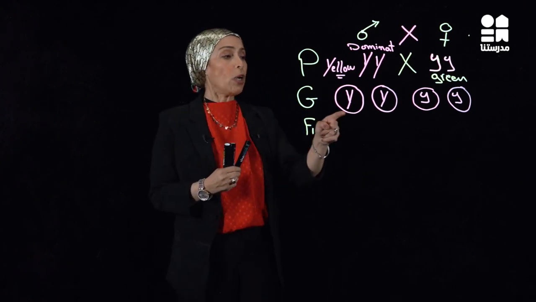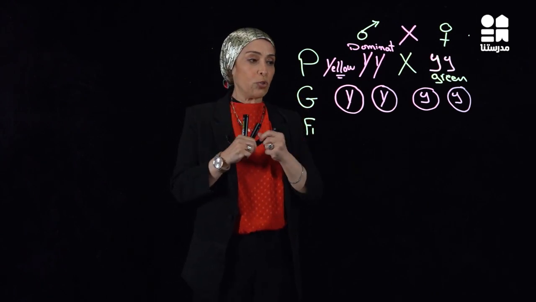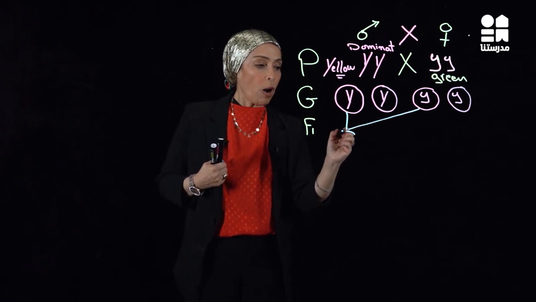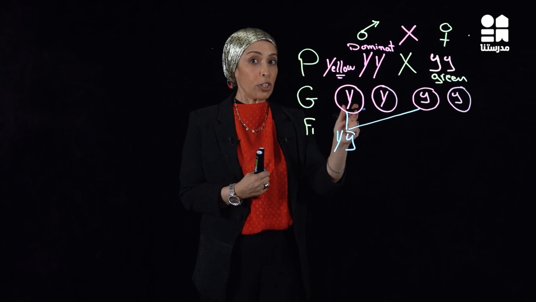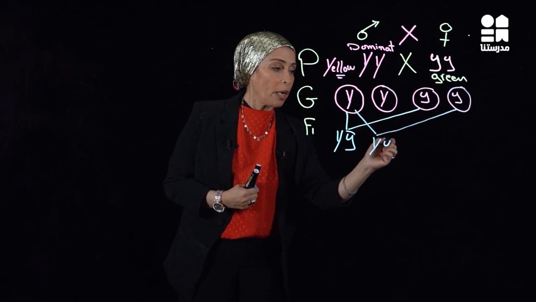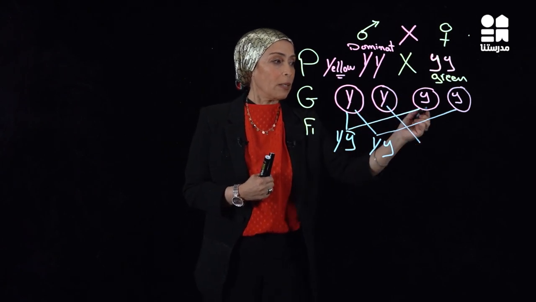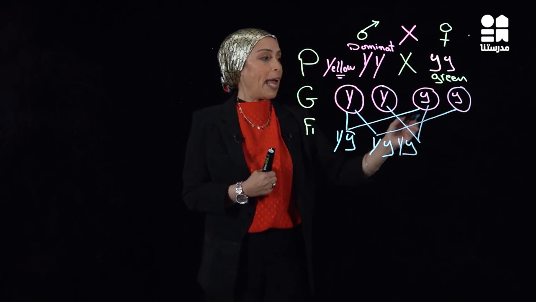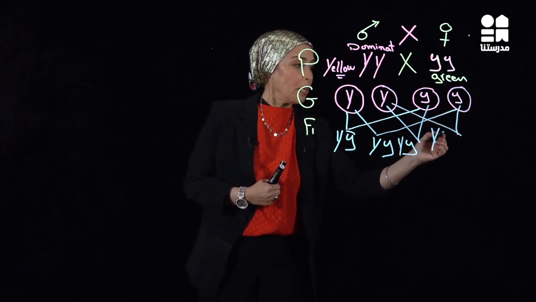Let's make each gamete choose one and give me an offspring, an individual. We take this Y capital with the Y small, it gives me Y capital Y small. That's the first individual. Okay, we take the first with the second, it gives me Y capital Y small. Okay, now the second one with the first one here, Y capital Y small, and the last one with this one, so Y capital Y small.